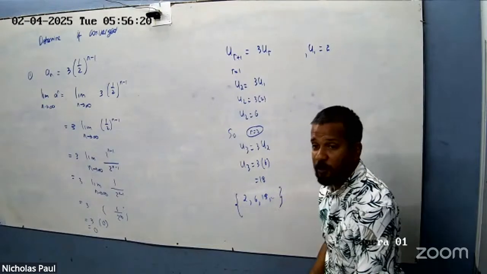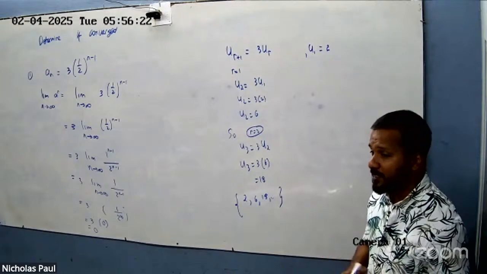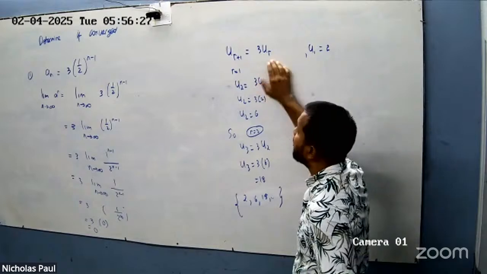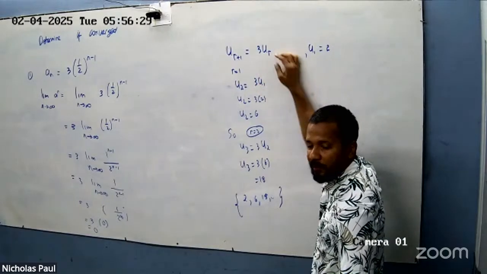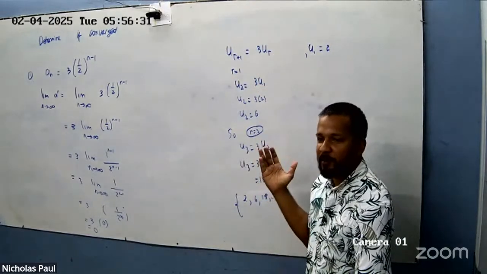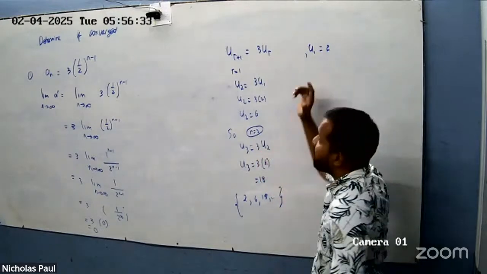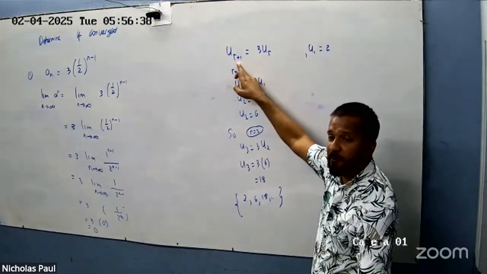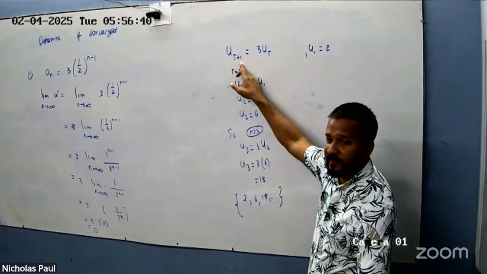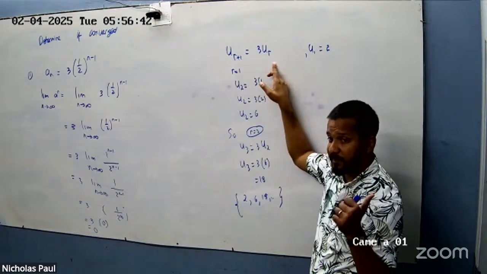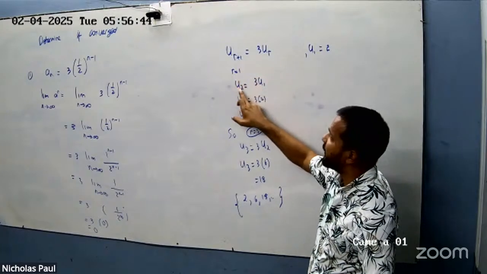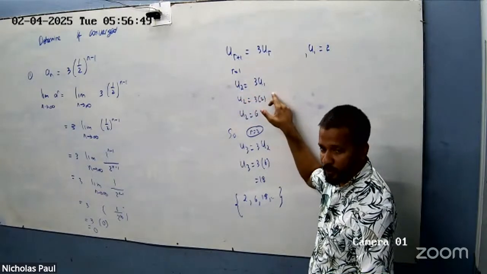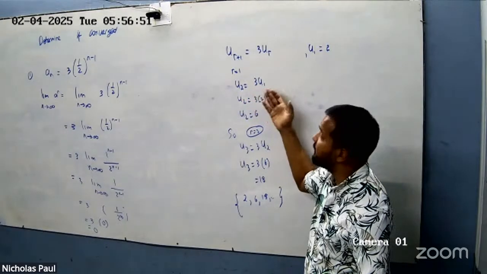Watch here. Some sequences will follow something like this. To figure out the preceding term, you need the previous term. So for example, for me to get U2, I need U1. To get U3, I need U2. Some sequences look like this.